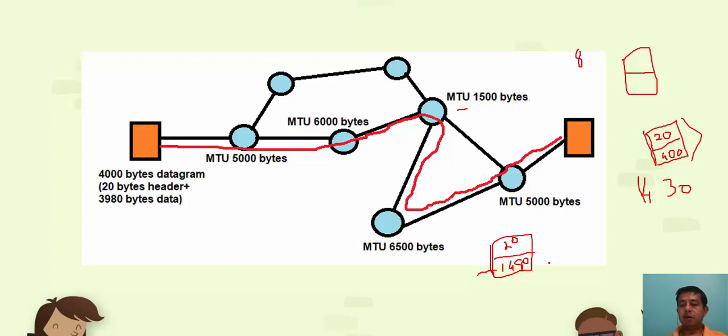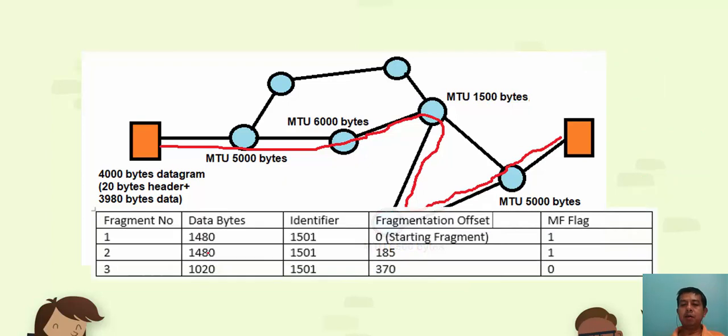Now how many fragments are required? Because there are a total of 3980 bytes of data, I can simply calculate how many fragments I require. 1480, another 1480 gives 2960, and the remaining data needs a third. So 3 fragments will be required. Clear? Very simple. 1480 bytes in the first fragment, another 1480 bytes in the next fragment, and the remaining data in the third fragment. So 3980 bytes are divided into 3 fragments, so I need to create 3 fragments using fragmentation.